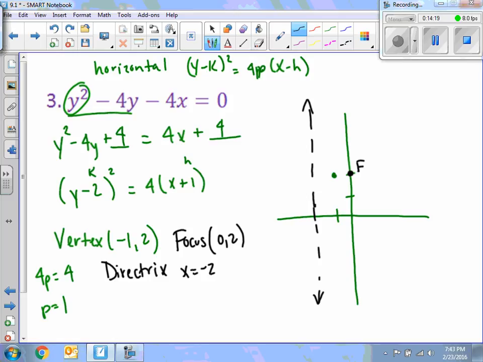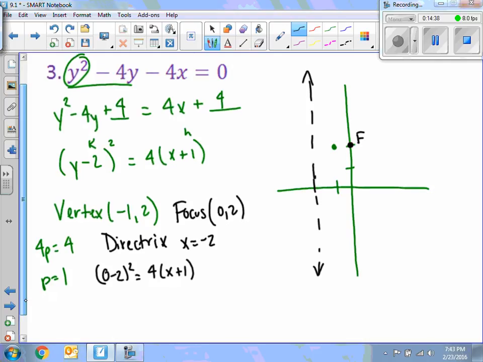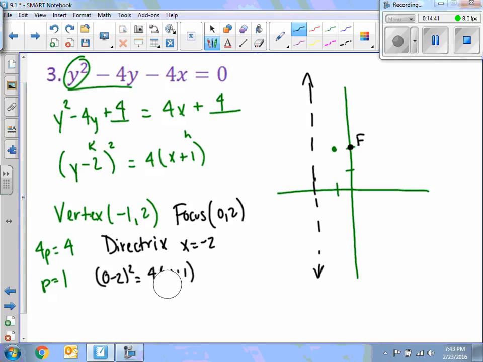I need to complete my parabola by finding some ordered pairs. For this instance, I'm just going to let y equal 0. So letting y equal 0, I have 0 minus 2 squared equals 4 times x plus 1. I don't want to let y equal 0. I want to let x equal 0. So I'm trying to find this. Sorry, guys. I apologize for that. I want to let x equal 0. That's why it wasn't going to work out.